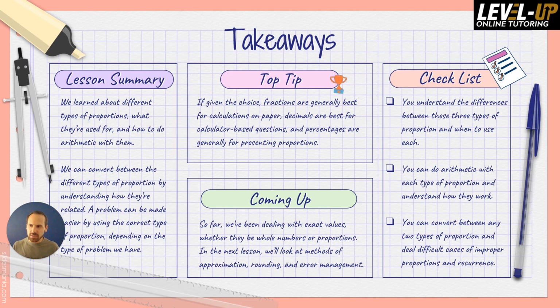Right, so next time we're going to be looking at approximations, rounding, error management, because so far we've only been looking at whole numbers and proportions where we calculate things exactly. But sometimes we can't always do that, or it's not advisable to do that, and we just do things roughly. And we're going to look at how you deal with that.